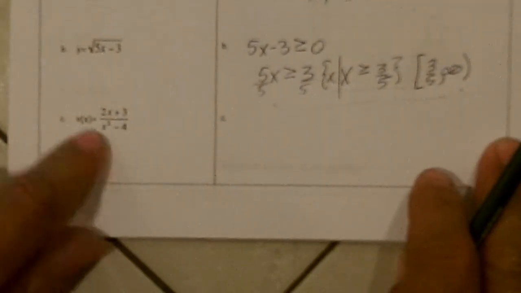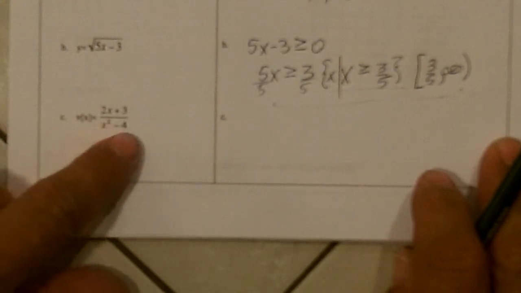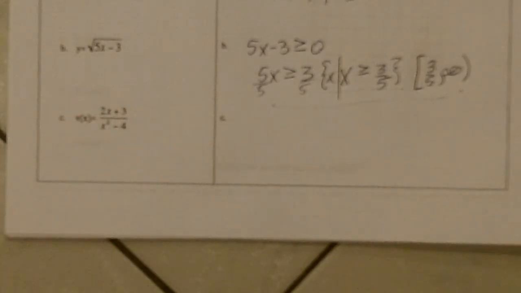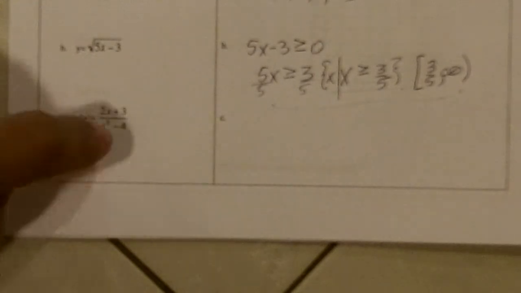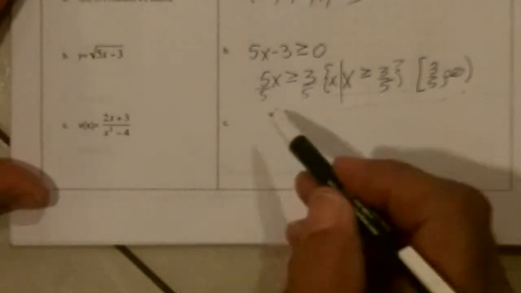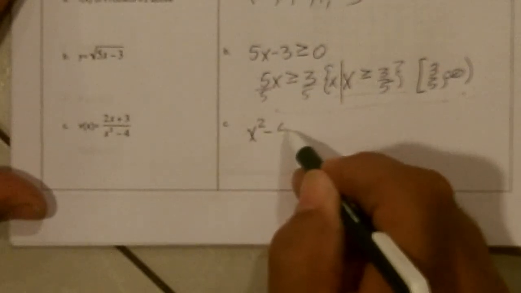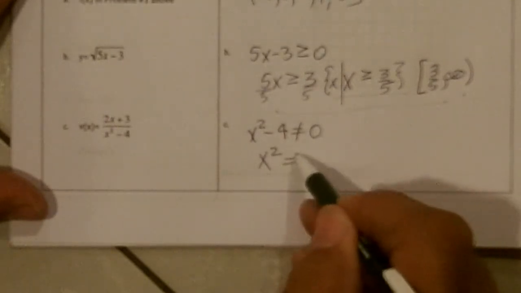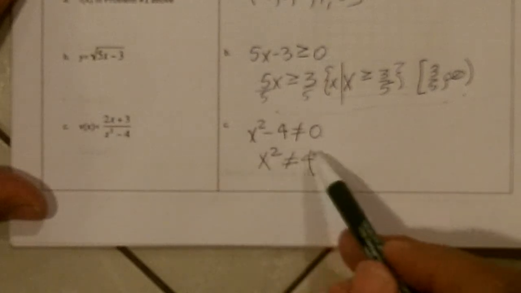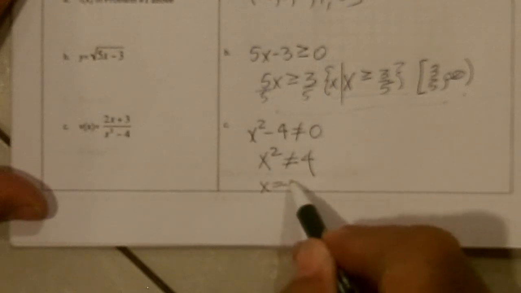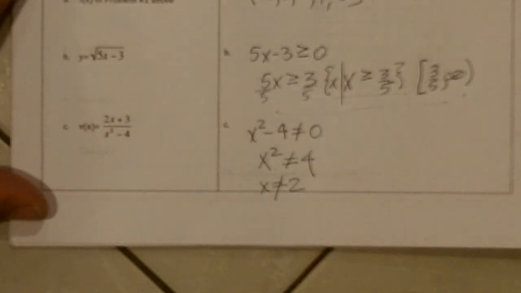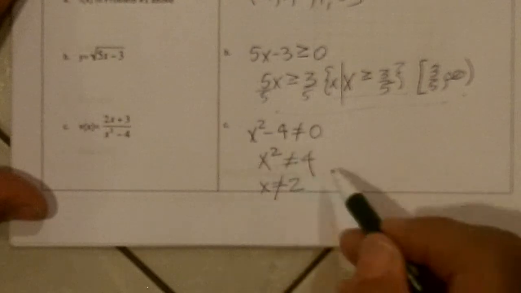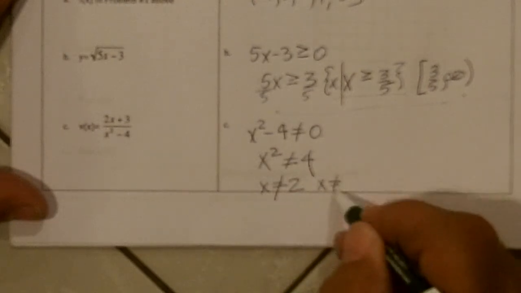C. This is a ratio. There is a denominator to this fraction of expressions. You cannot divide by 0. We don't care if the numerator is 0. The denominator can't be 0. So x squared minus 4 cannot equal 0. So if you add 4 to both sides, x squared cannot equal 4. Well, x squared would equal 4 when x was 2, so it can't be that. And negative 2 squared would equal 4, so x cannot equal negative 2.